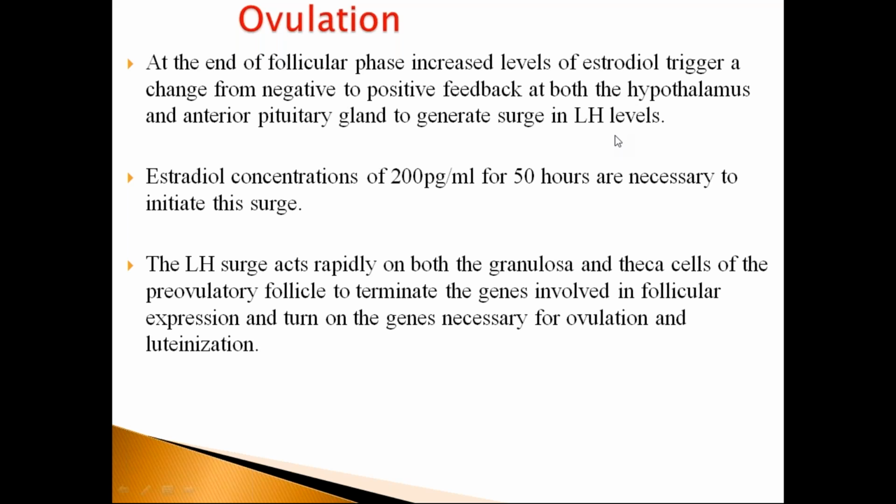For an LH surge to happen, this estradiol concentration should be up to 200 picograms per ml, maintained for 50 hours. After this estradiol surge, there is an LH surge, which acts rapidly on both granulosa and theca cells of the preovulatory follicle, and it turns off the genes involved in follicular expression and turns on the genes necessary for ovulation and luteinization. So with this LH surge, after the estrogen surge, when estrogen concentrations are increased for 50 hours, there is a positive feedback mechanism which increases LH, and the LH surge converts the genes from follicular development to genes for ovulation and luteinization.